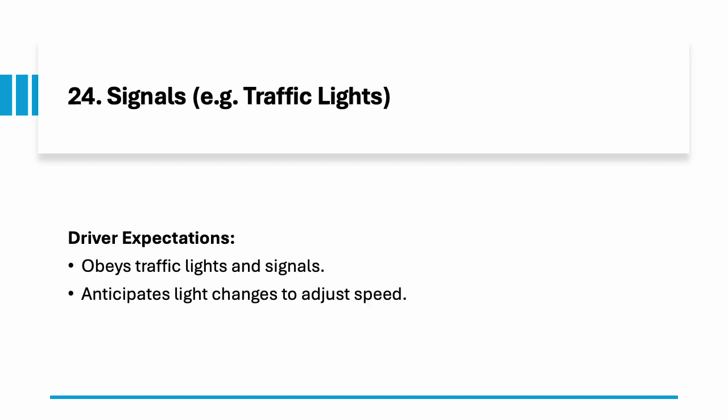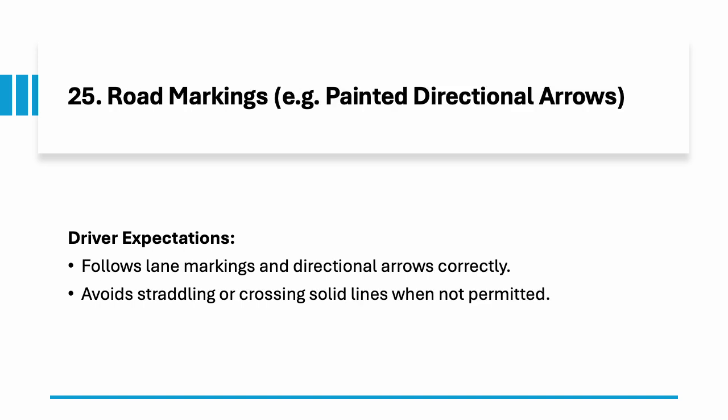Signals. This includes traffic lights. Driver expectations: obeys traffic lights and signals, anticipates light changes to adjust speed. Road markings. Driver expectations: follows lane markings and directional arrows correctly. Avoids straddling or crossing solid lines when not permitted.